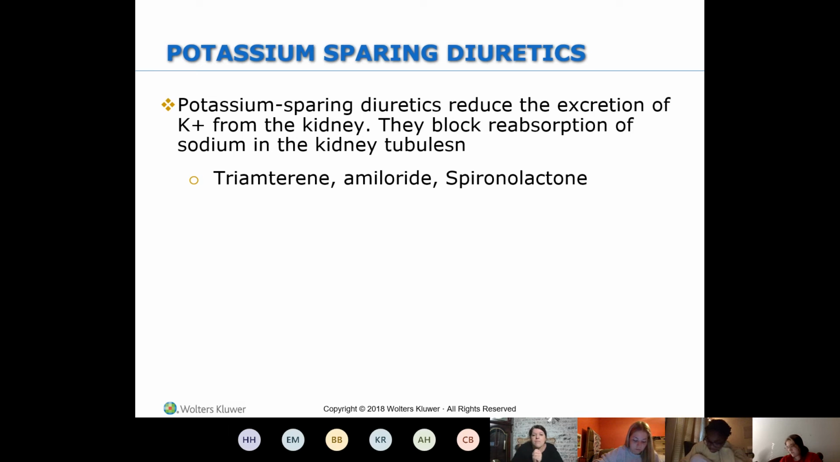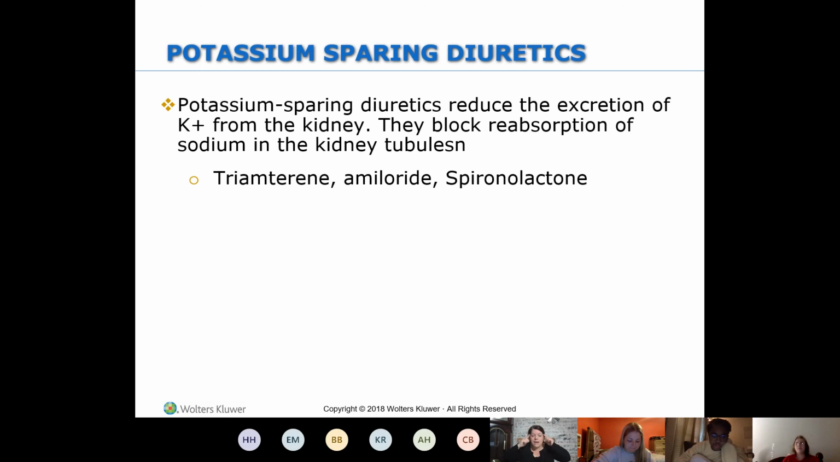So if we have a patient on a potassium sparing diuretic, what might we expect to happen with their potassium levels? And I want everybody to give me either a thumbs up. Are we expecting them to go up? Or are we expecting them to go down? If they are on a potassium sparing diuretic, what is going to happen to their potassium? Think about it before you tell me. It's going up. We're saving it.